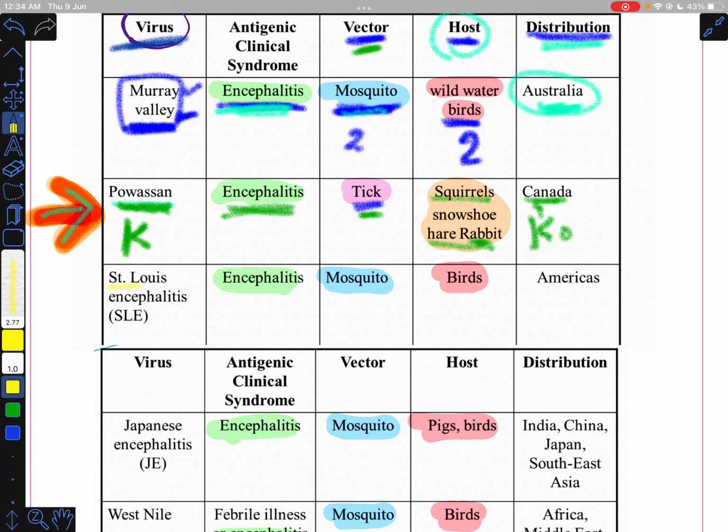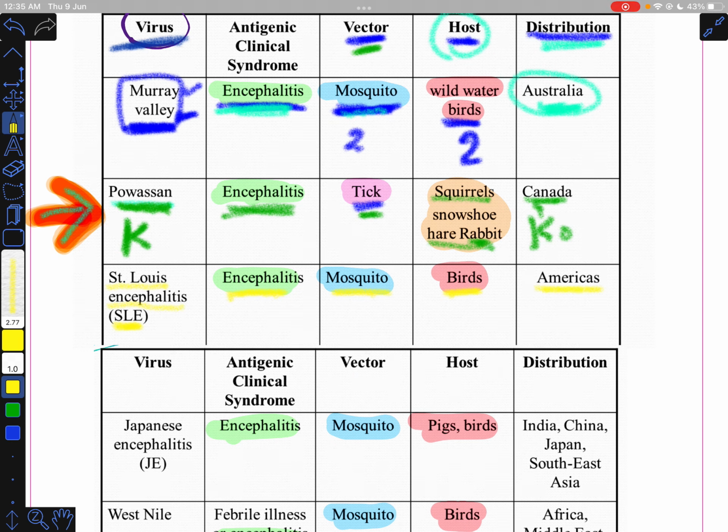What about the other one? It is St. Louis encephalitis. Silly, it's not systemic lupus erythematosus. It is St. Louis encephalitis. The antigenic syndrome is, as always, encephalitis, and the vector, as always, will be mosquito, and the host, as always, will be bird. Okay, we said it's bird and two exceptions.